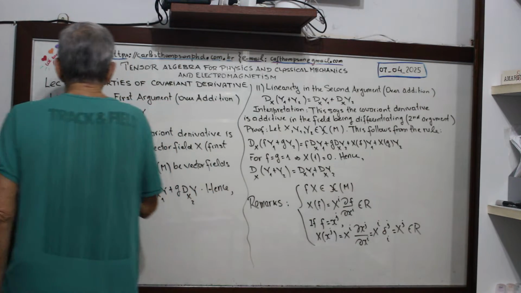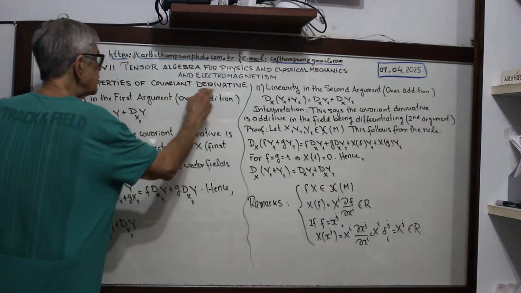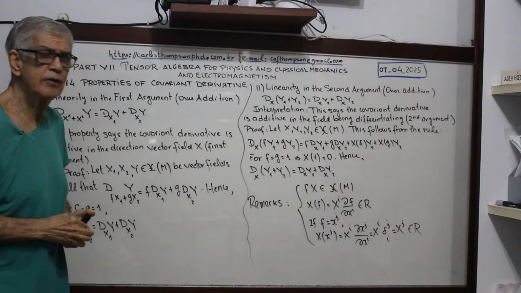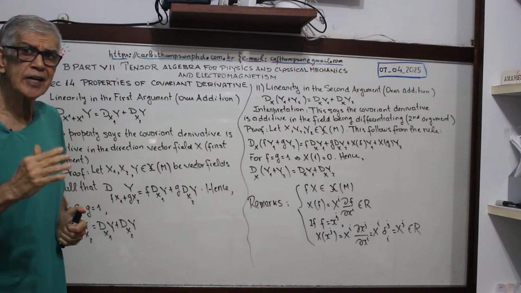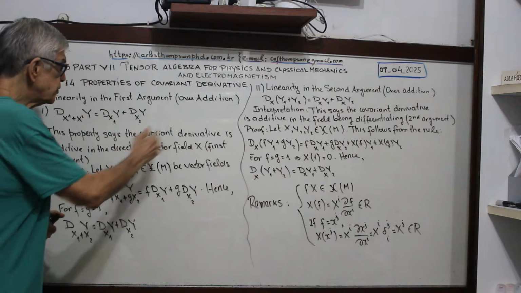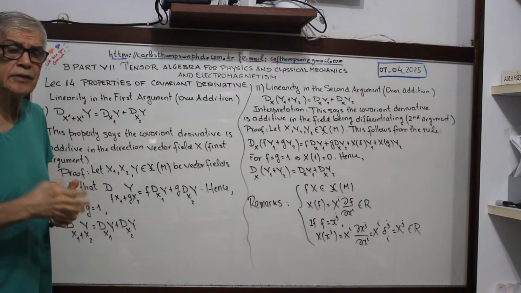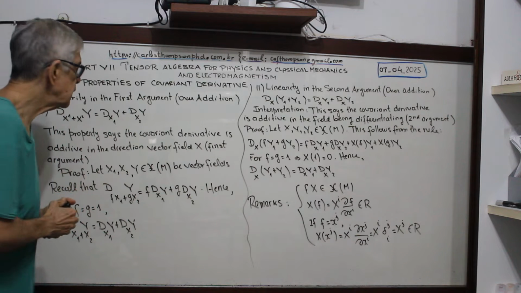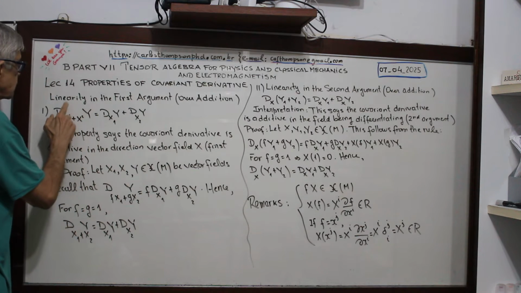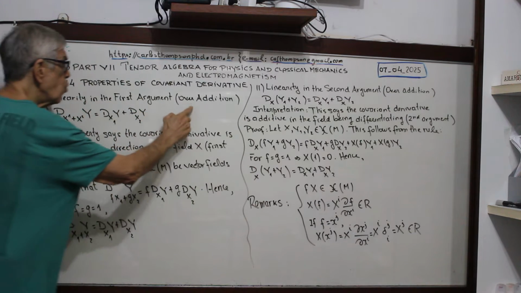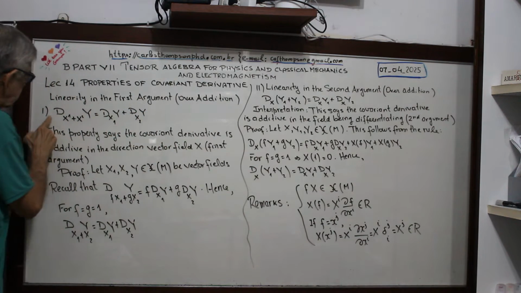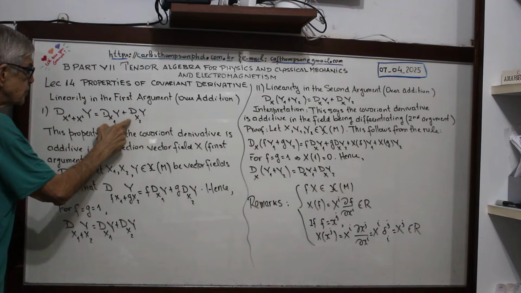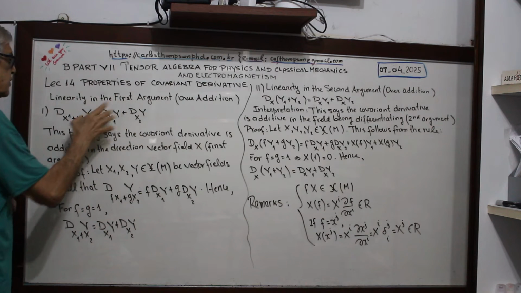Okay, lecture 14, properties of covariant derivative. This is a continuation of the previous derivations, which I call standard derivation. And this here is a particular case of the standard derivation, which we already derived. So, the first one, the linearity in the first argument over addition. You see, D_{X1+X2}Y is D_{X1}Y plus D_{X2}Y, that is linearity, okay?